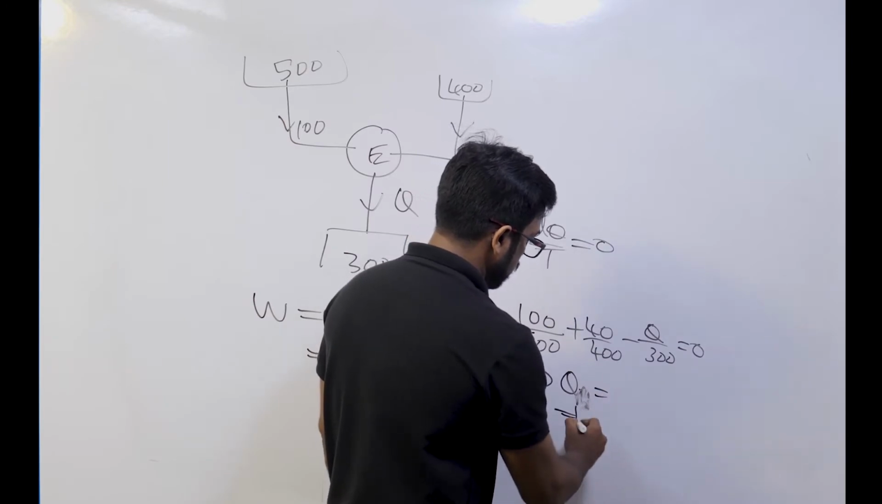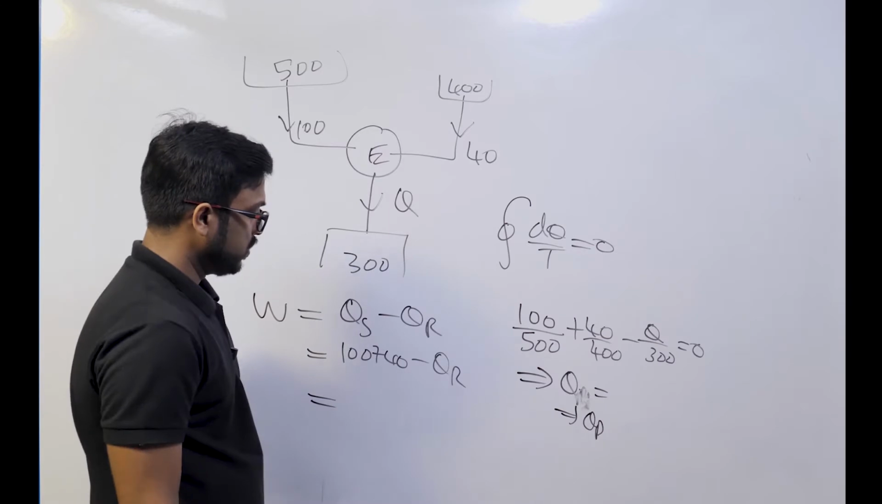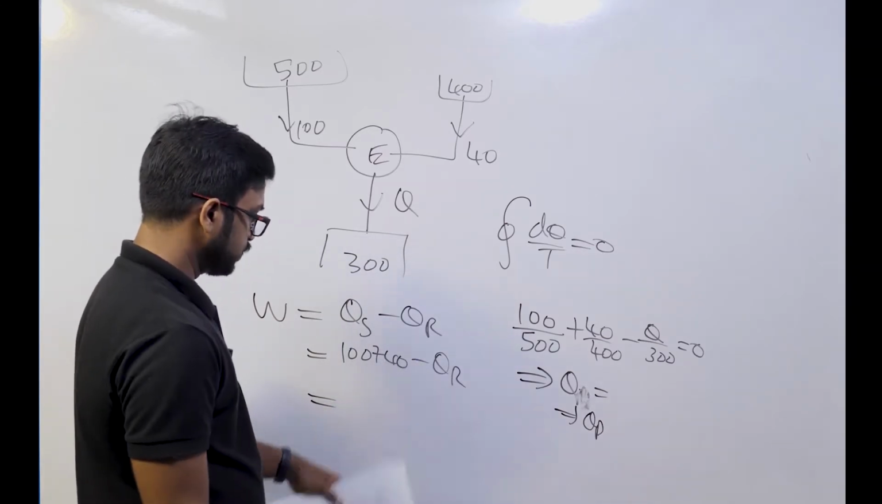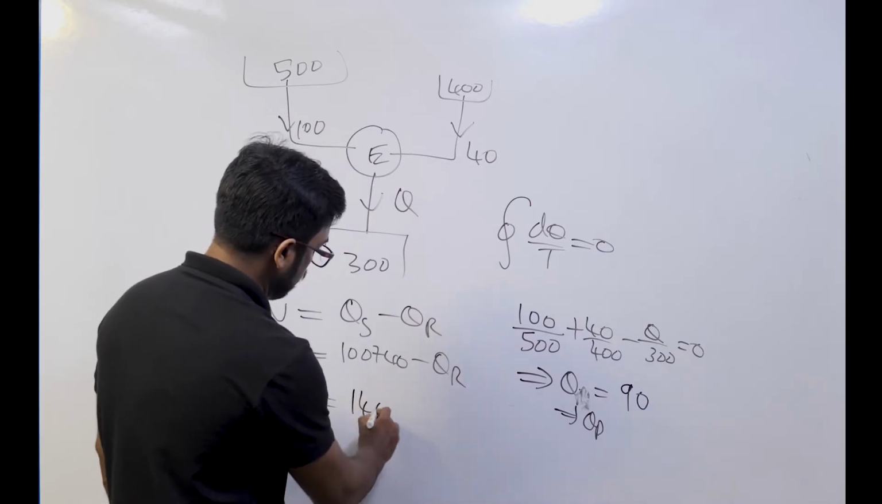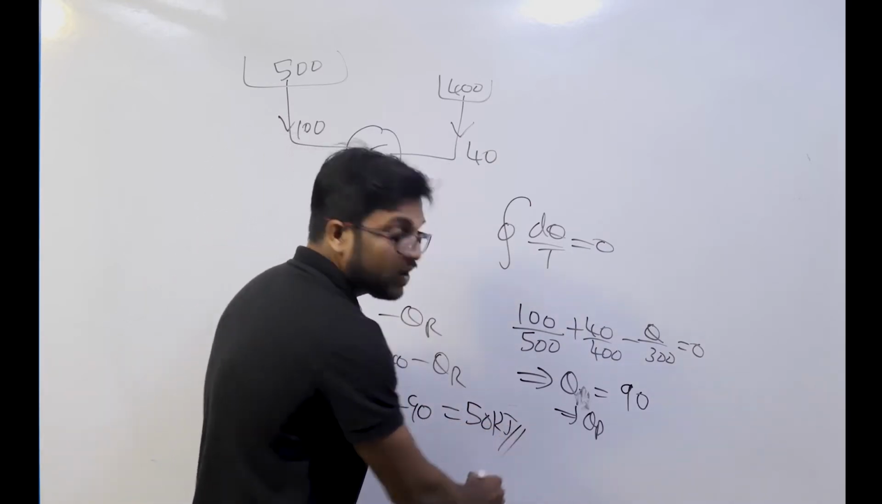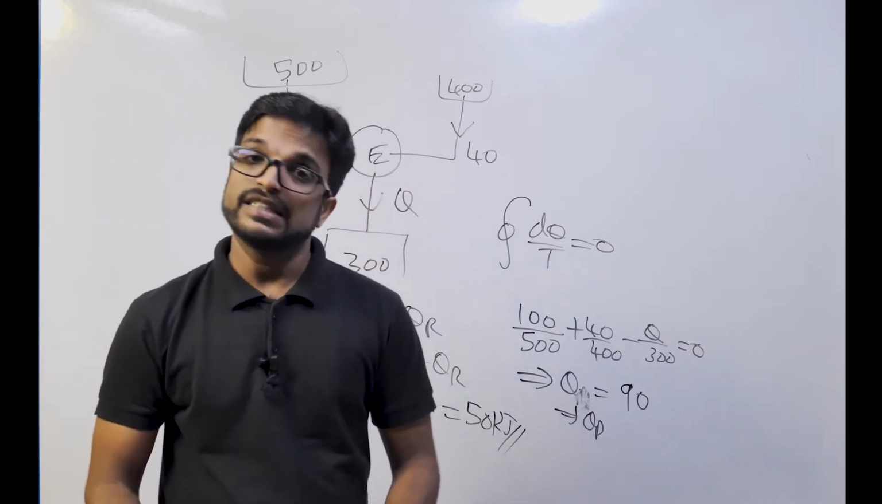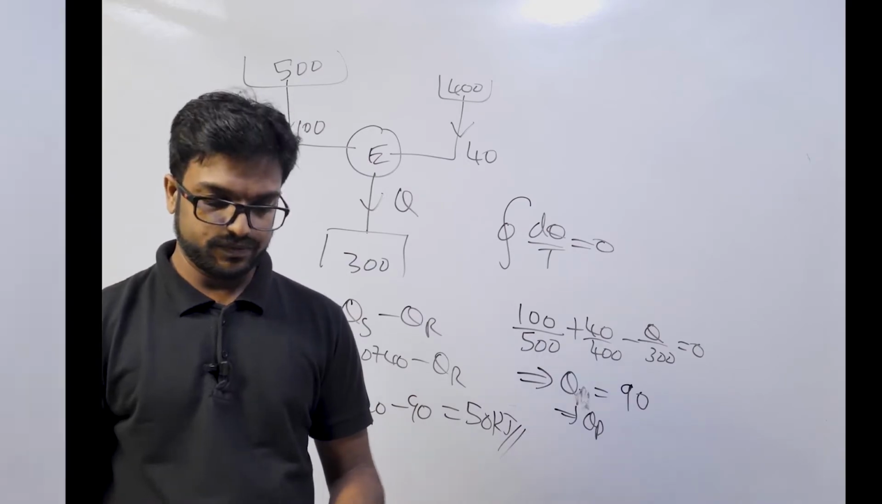This is nothing but Q rejected. Supply this here, you will be getting that 140 and this is nothing but 90 kilojoule. So it is nothing but 140 minus 90, that is 50 kilojoule, which is the work transfer from that cycle.